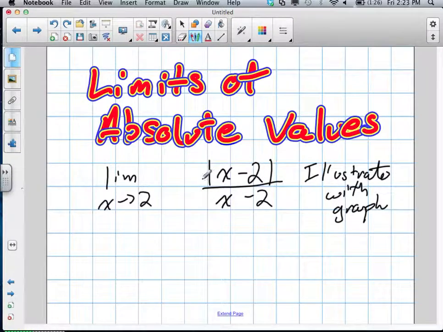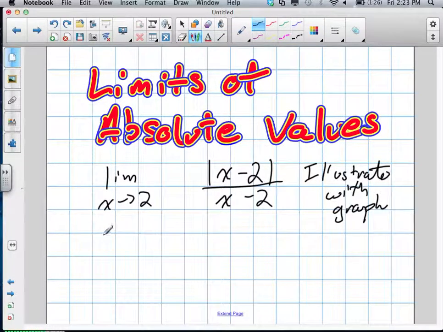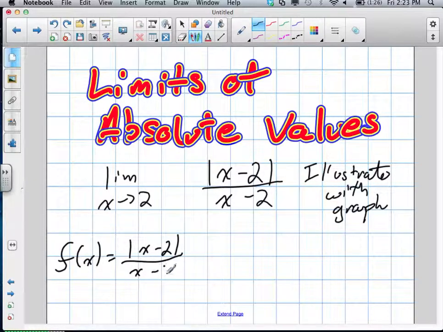Now, depending on which way we're approaching the number 2, whether we're coming at it from the left or coming at it from the right, in other words, if x is greater than 2 or if x is less than 2, we're going to split this into a piecewise function where we have f of x equal to the absolute value of x minus 2 divided by x minus 2.